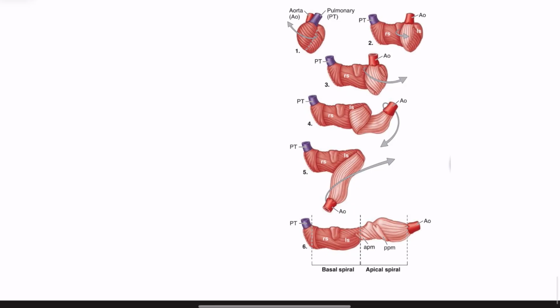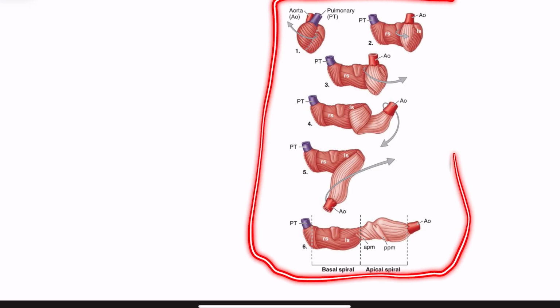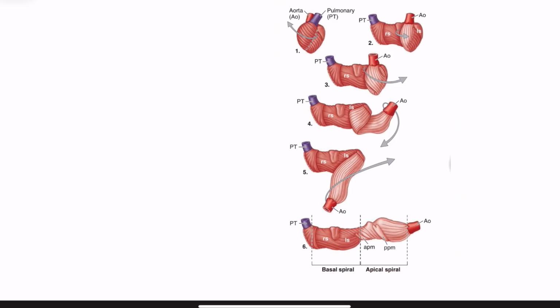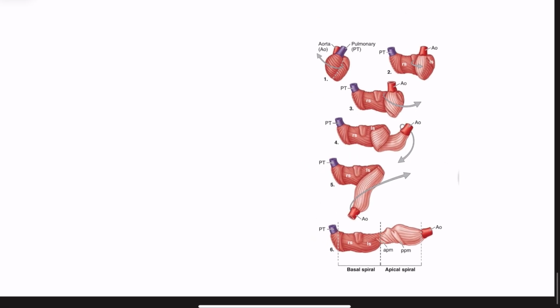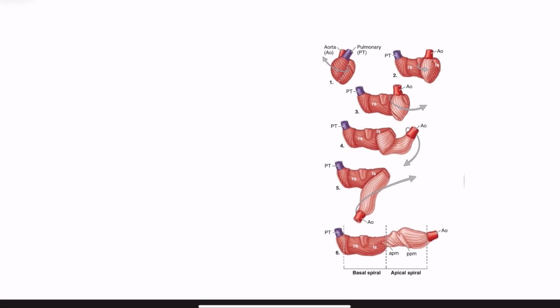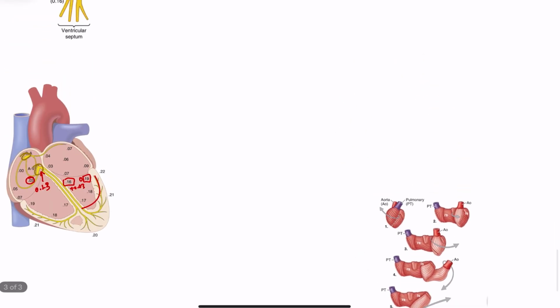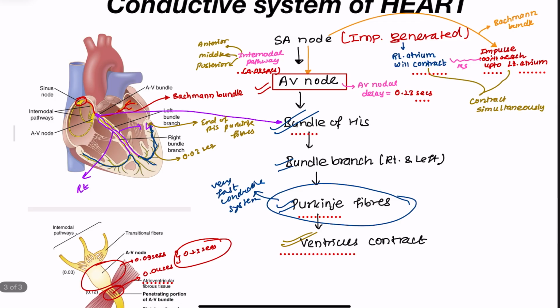Regarding this spiral muscle arrangement, it can be a next topic to deal with, which we cannot discuss here right now. So just assume that this spiral arrangement of the cardiac myocytes gives the twisting action to the heart, and these twisting contractions will lead to more ejection fraction of the blood. So this way we have finished the conductive system of the heart. Thank you.